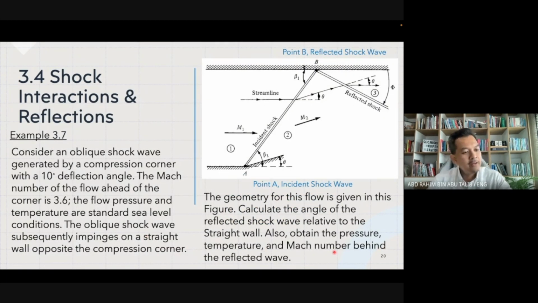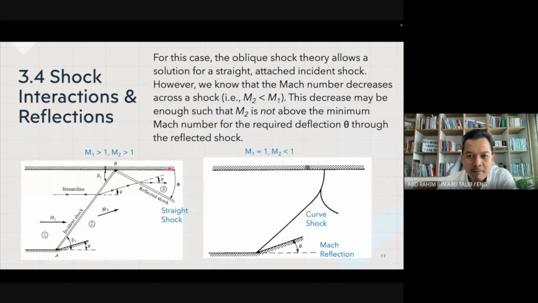Now let us look into another example, example 3.7, where we have the case of an incident shock wave with a reflected shock wave. Remember, this is the case where M1 is greater than 1 and M2 is also greater than 1, where you have a straight reflected shock. If you still remember this condition.